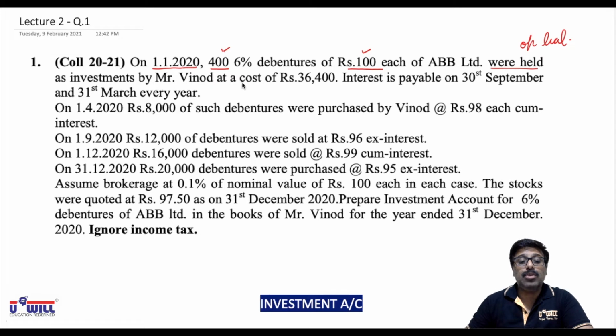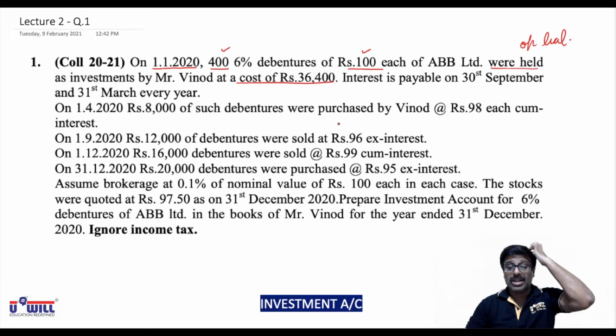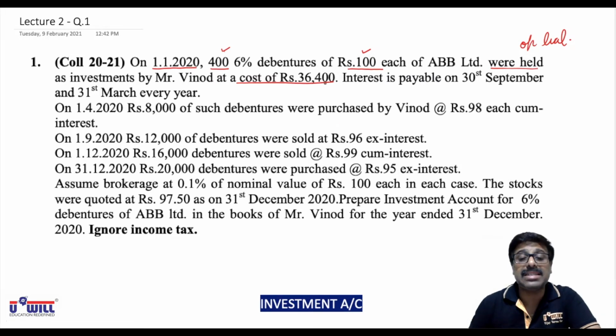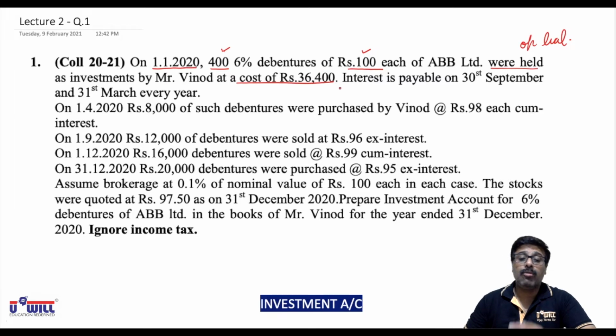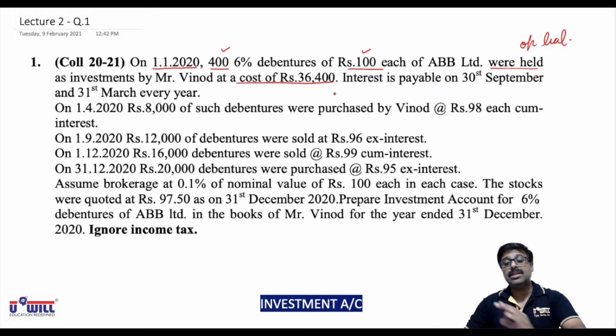Now, bought by Mr. Vinod at a cost of 36,400. So in the cost or capital column, what we will record is 36,400.